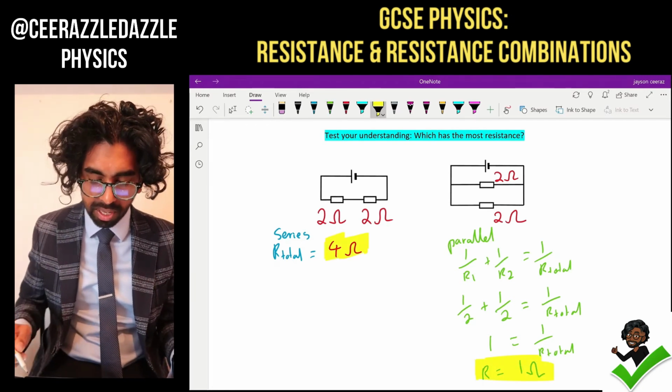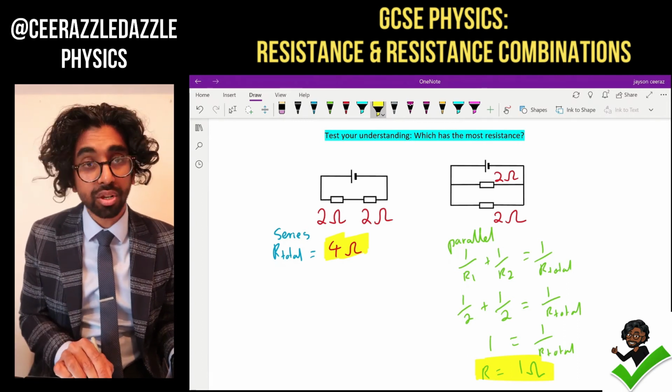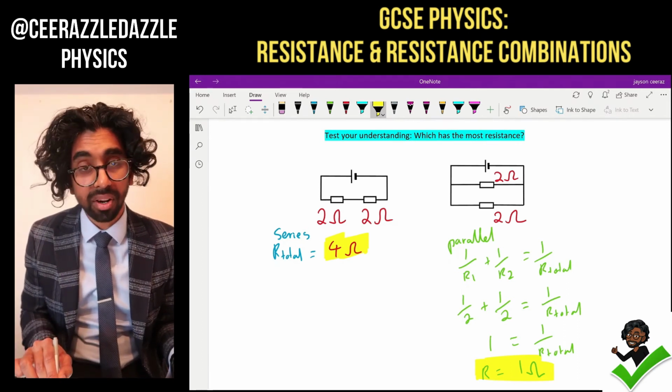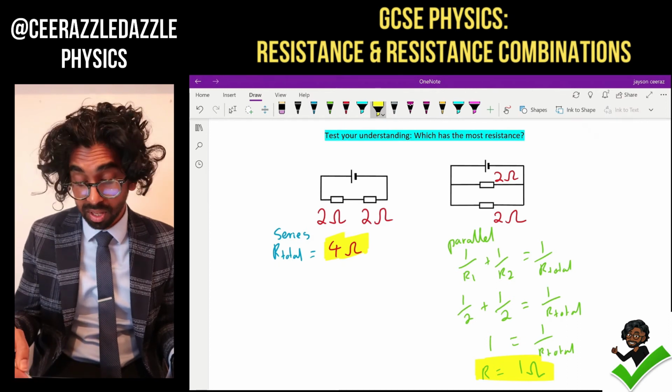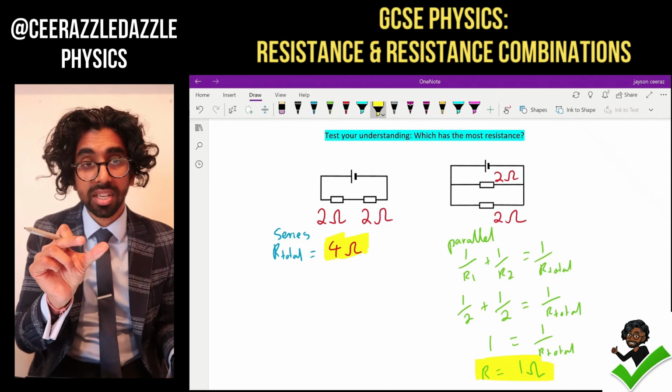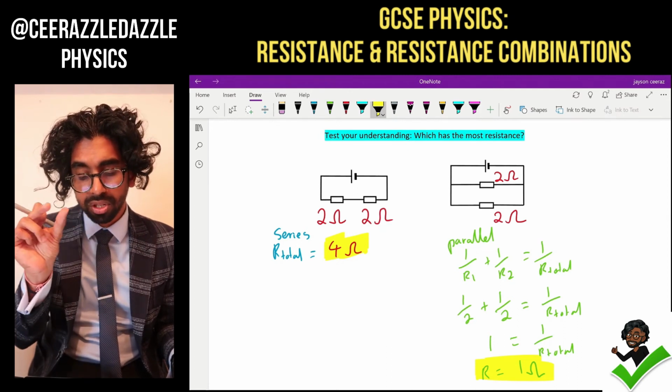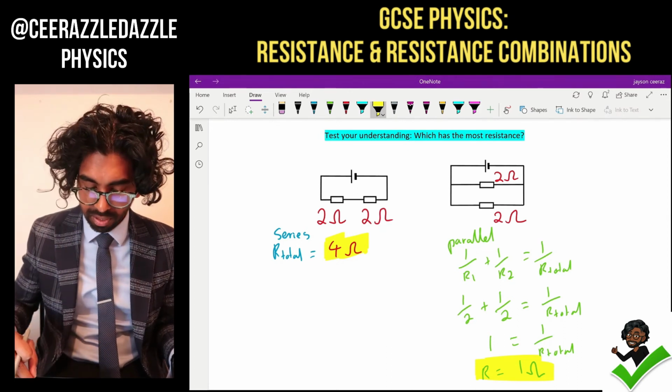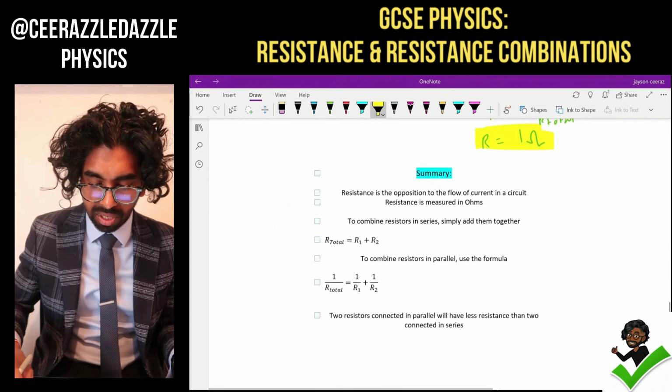So, what does that mean? Look carefully at this diagram. If I put them in series, there's a greater resistance than when I put them in parallel. And that's a fundamental learning fact about this topic. So if I put 2 resistors in series, it has a greater resistance than when 2 of them are in parallel.